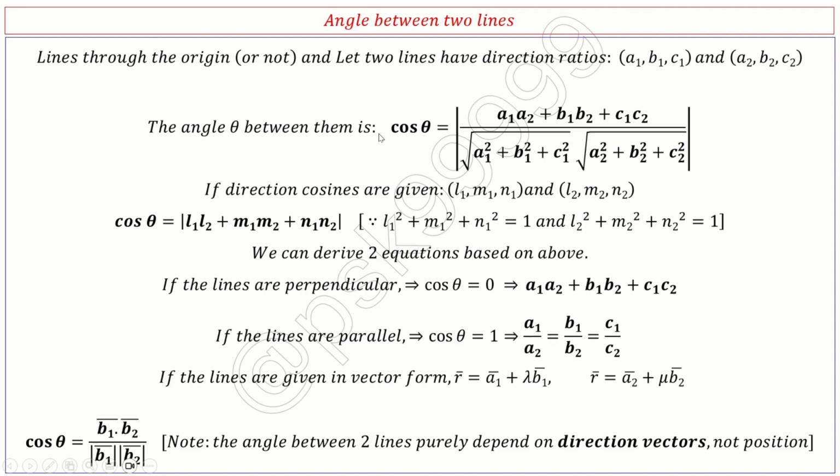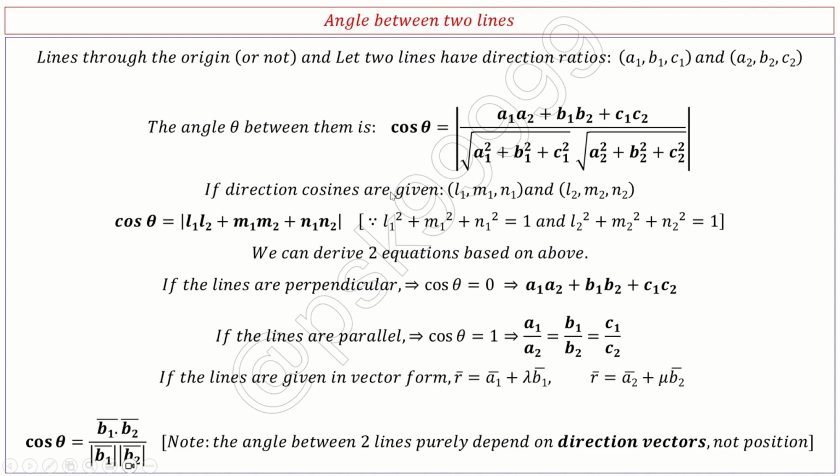Now the angle between these two lines is cos theta equal to modulus of a1 a2 plus b1 b2 plus c1 c2, divided by square root of a1 square plus b1 square plus c1 square, into square root of a2 square plus b2 square plus c2 square. So this is the cos theta of the angle between two lines, where you are given the direction ratios.